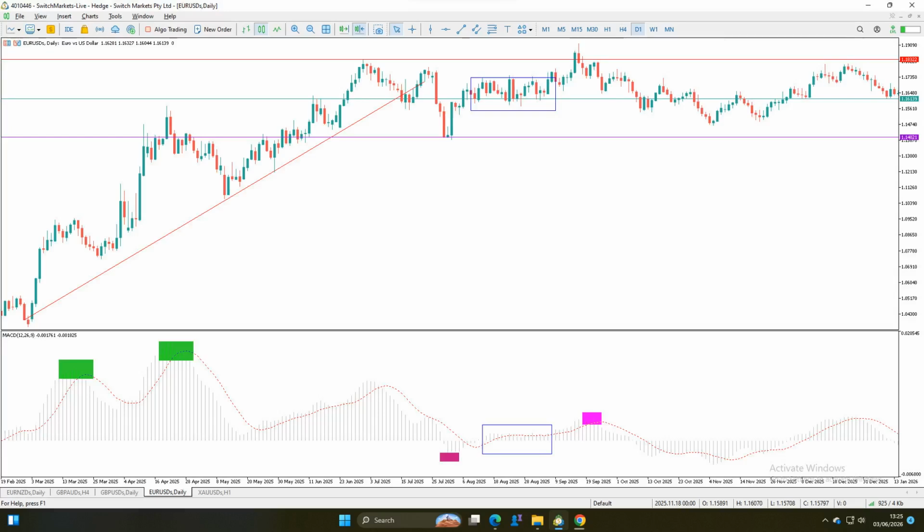Large MACD peaks often confirm strong trends. Small MACD peaks often warn us about market noise and indecision. And repeated small MACD peaks inside ranges can alert us to potential false breakouts. Learn to read the strength of MACD, not just the direction, because momentum often reveals what price alone cannot.